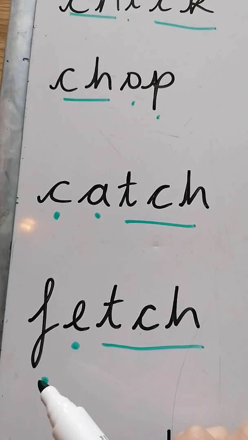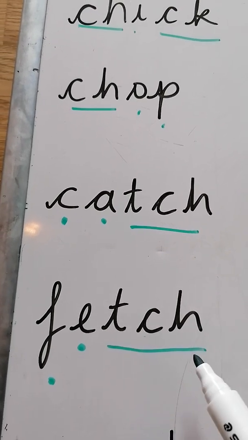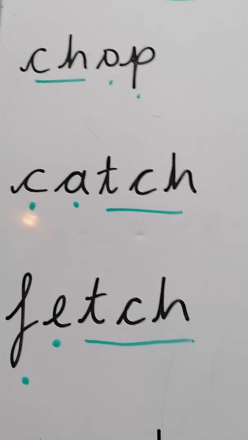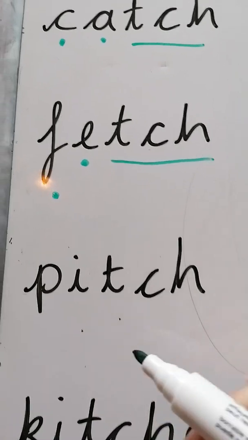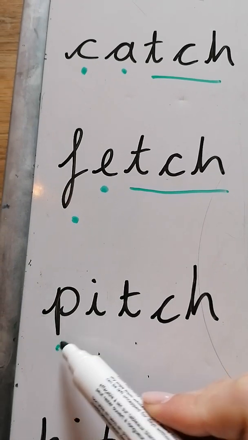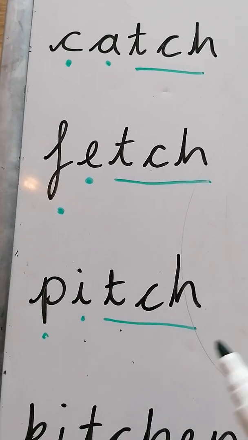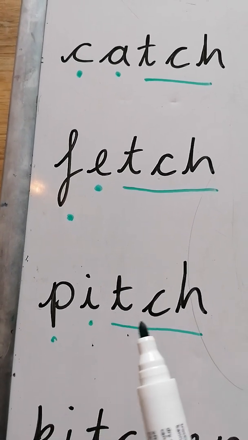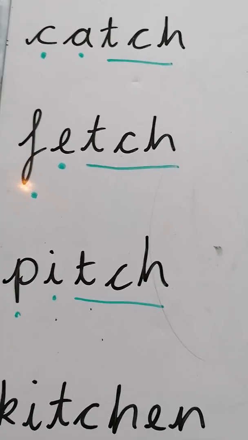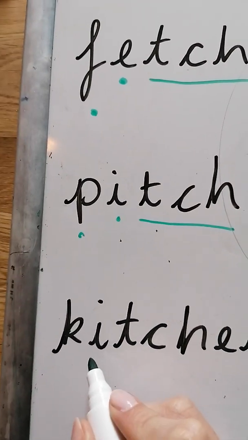All together. F, e, ch, fetch. Like a dog might fetch a ball. Your turn. All together. P, i, ch, pitch. Like a football pitch. Your turn.